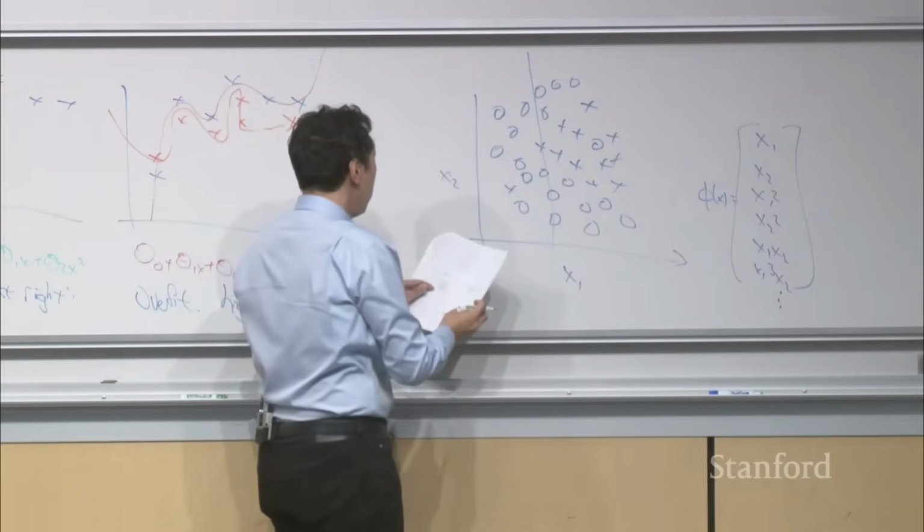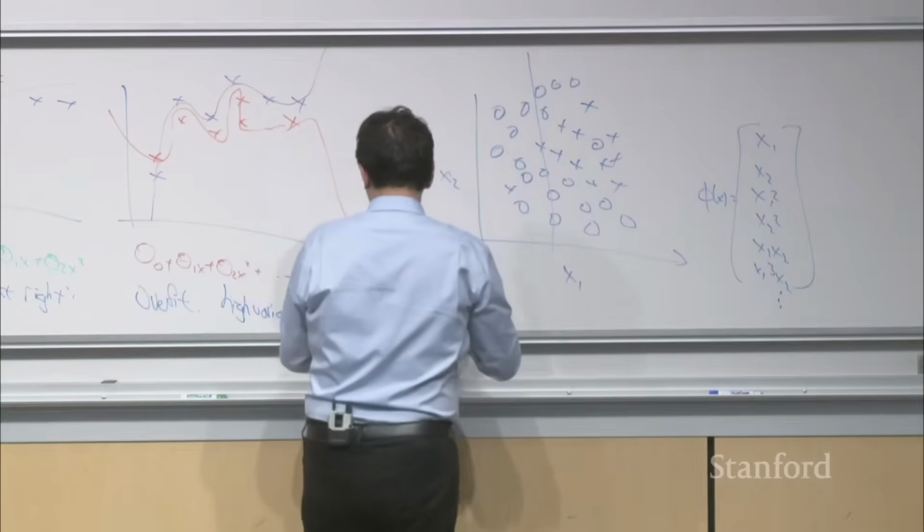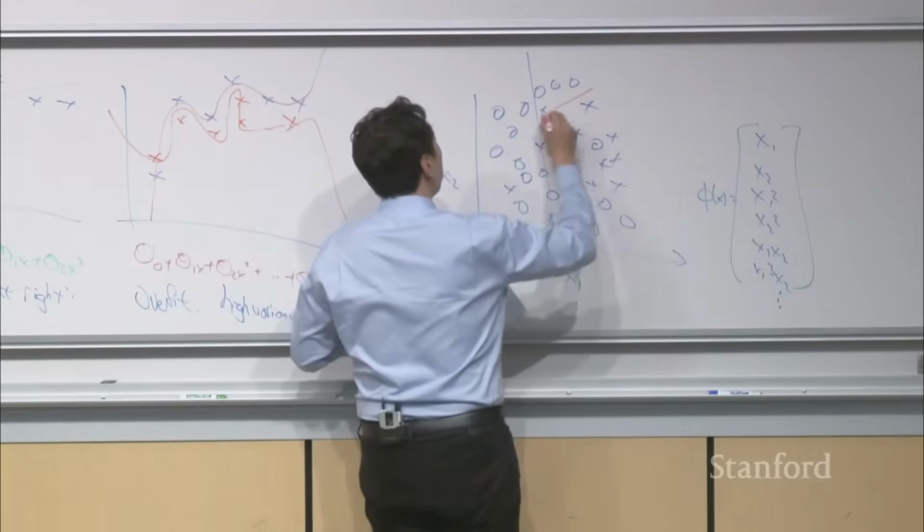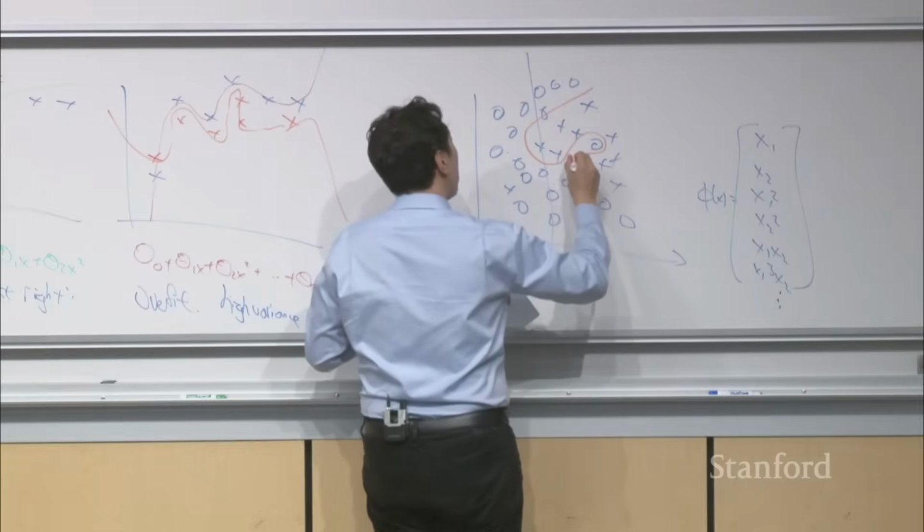Then if you have too many features, you might actually have a learning algorithm that fits the decision boundary that looks like that.